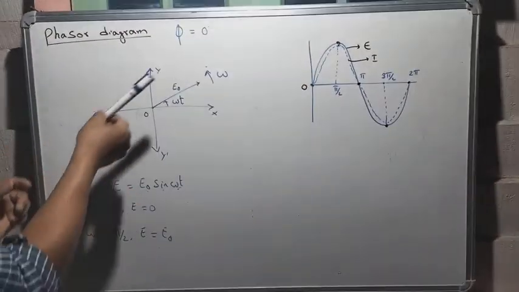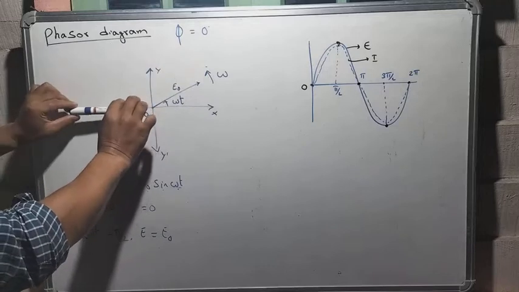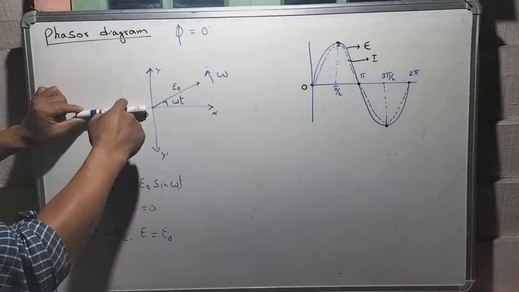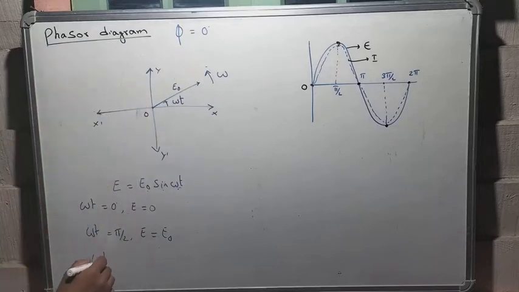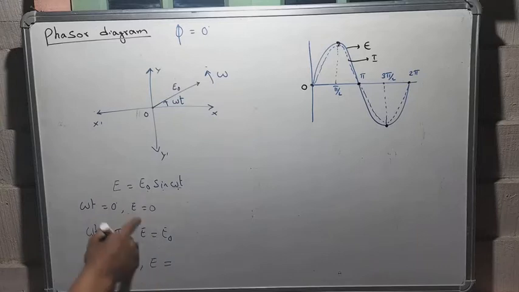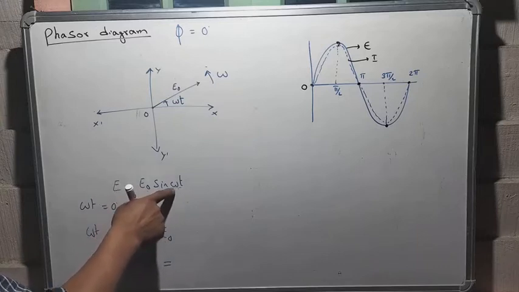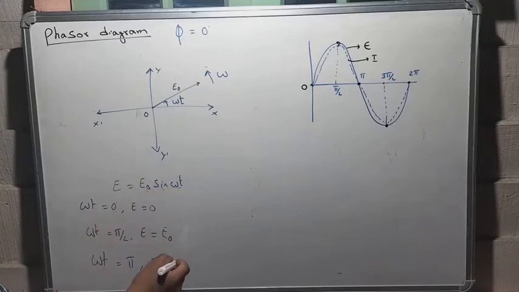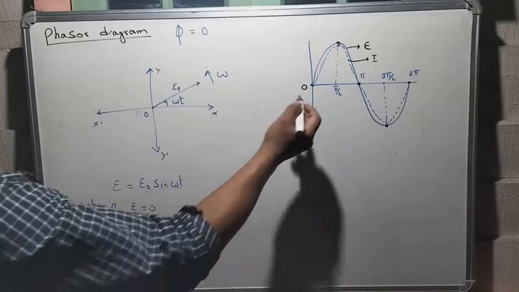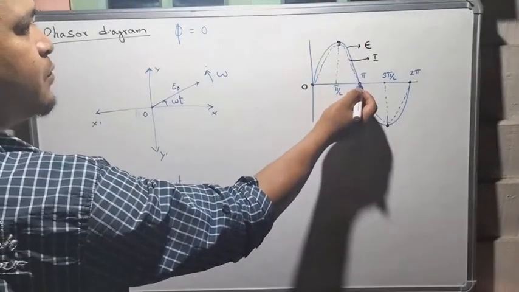Similarly, when this vector rotates till this position, the angle omega t will be equal to pi. If omega t is equal to pi, then E will be equal to E0 sine pi. You know sine pi is 0, and 0 times E0 will be 0. So in the graph, this is the point.